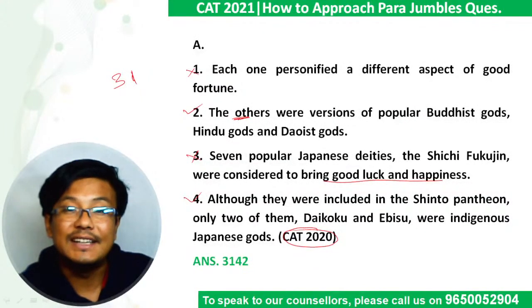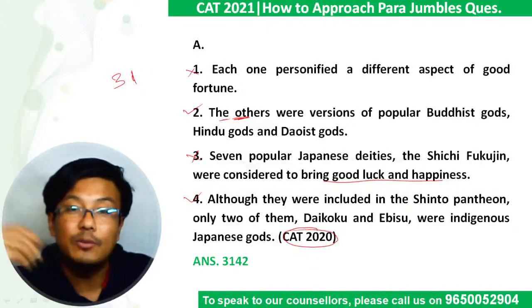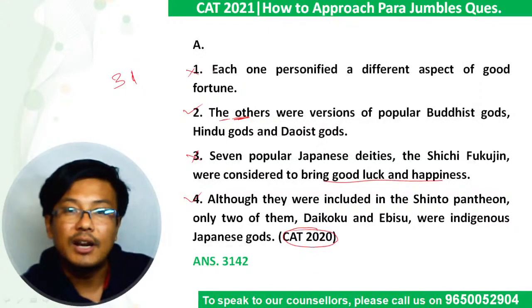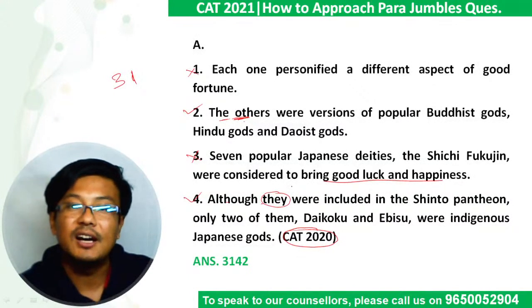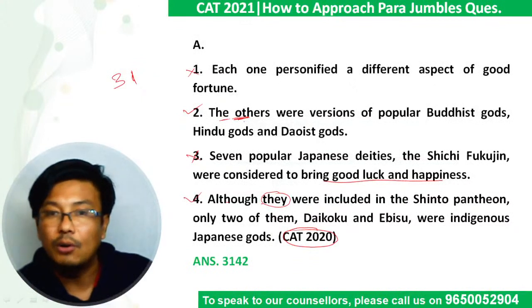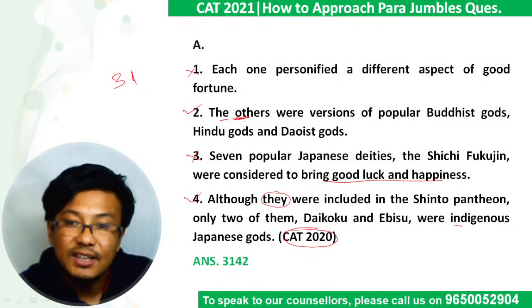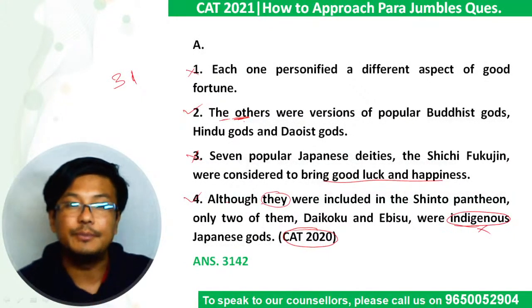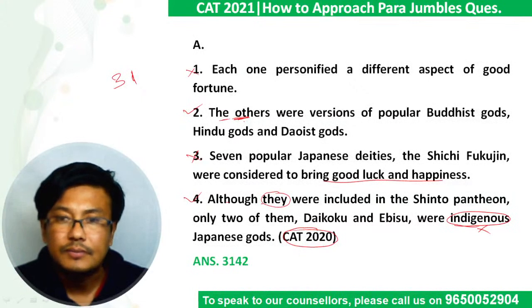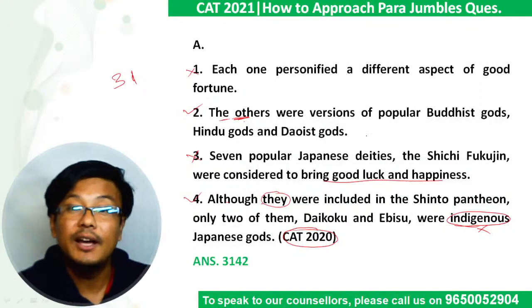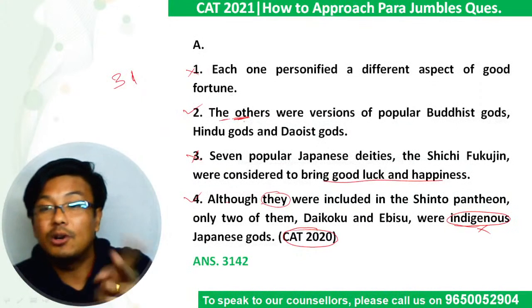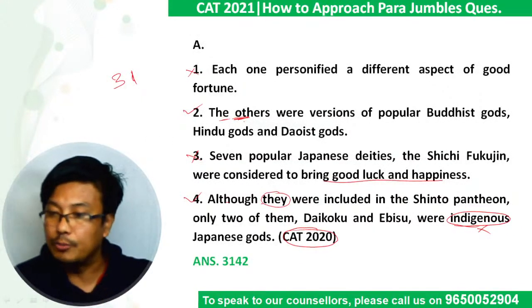The others basically means, when you say the, it means it's subsequent mention, which means if you write each one, can I follow each one with the others? No, no. Look at 4. What does 4 say? Although they were included, the moment you say they, you are speaking about all the gods that you have spoken about in 3 and 1. And they were included, they were indigenous. The contrast is they were actually indigenous, meaning they were all Japanese gods. Right. Now, the others were popular. So, which means when you say others, you are contrasting it with the indigenous. So, the best answer should be 3, 1, 4, 2.